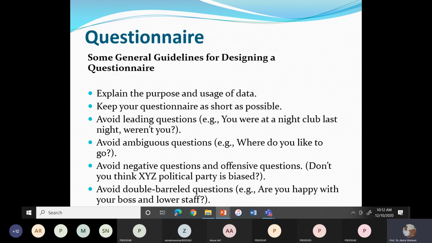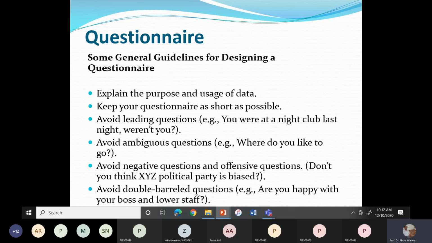You have to keep your questionnaire as short as possible, because if your questionnaire is very lengthy, then the respondent may quit the questionnaire in the middle, so again it will be a trouble. So we have to keep our questionnaire as short as possible, and include only relevant questions. And you have to avoid leading questions. You also have to avoid ambiguous questions.